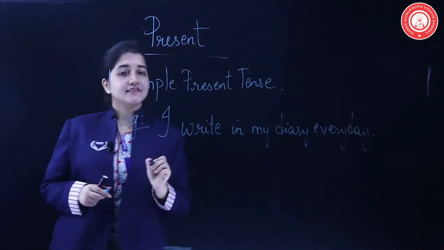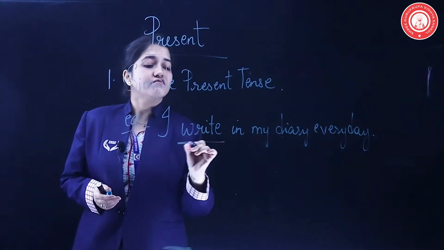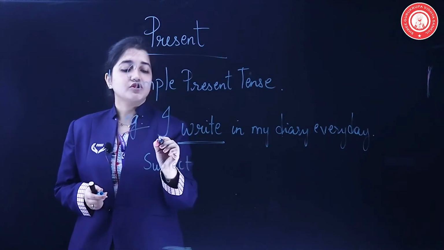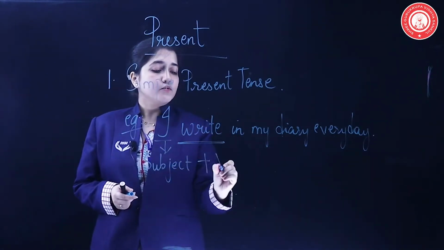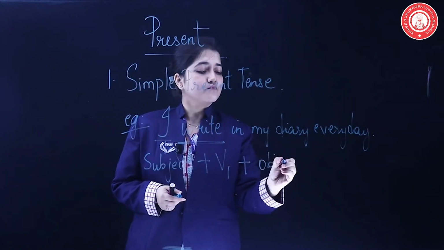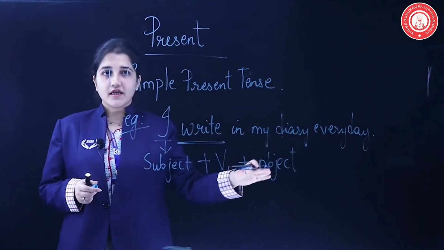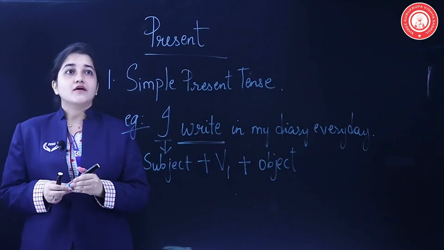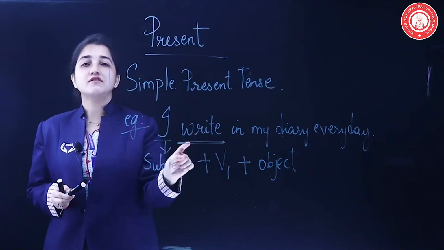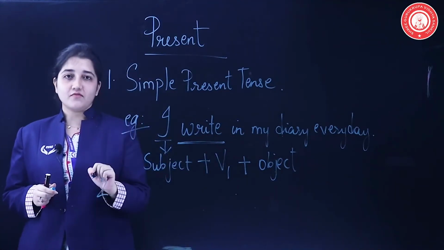Usually in simple present tense, you talk about your habits, something that you do on an everyday basis. So here we are using the first form of the verb. So the rule is very simple over here. Subject, which of course is I. Verb, which is the first form of the verb, and object. Simple present tense is the easiest to understand. I write in my diary every day. I walk every day. I write a novel. So you just have to make sure that in simple present tense, the first form of the verb is being used.